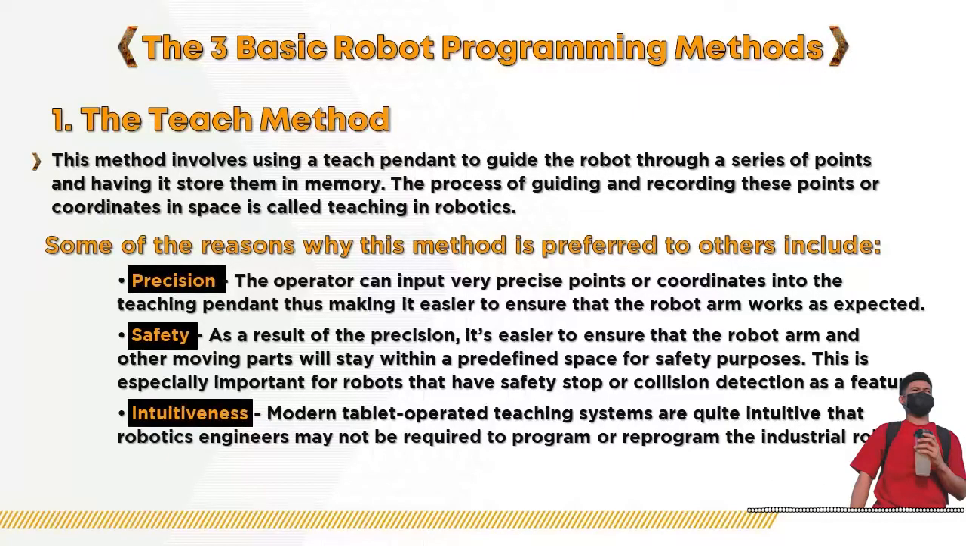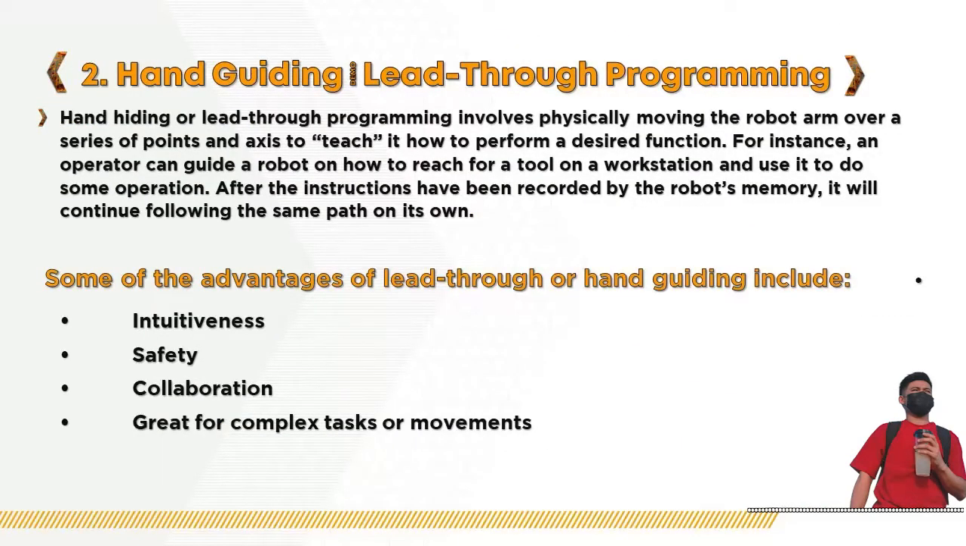The third is intuitiveness. Modern tablet-operated teaching systems are quite intuitive, so a robotics engineer may not be required to program the industrial robots. The second method is hand guiding, or lead-through programming. Hand guiding or lead-through programming involves physically moving the robot arm over a series of points and axes to teach it how to perform a desired function.